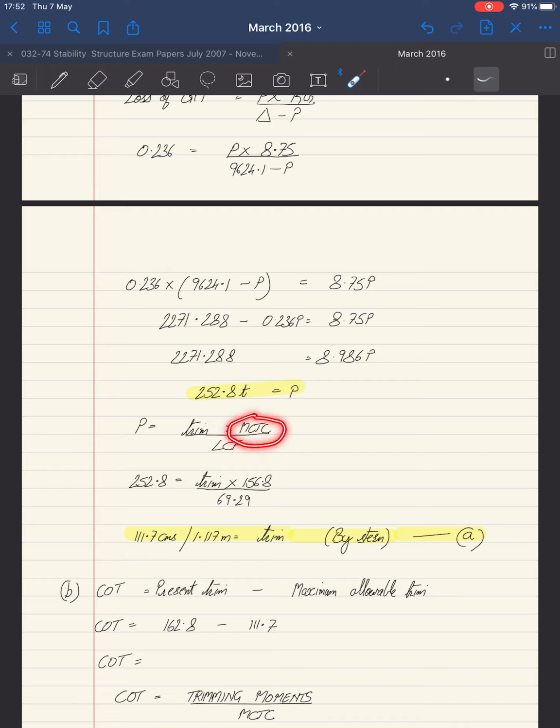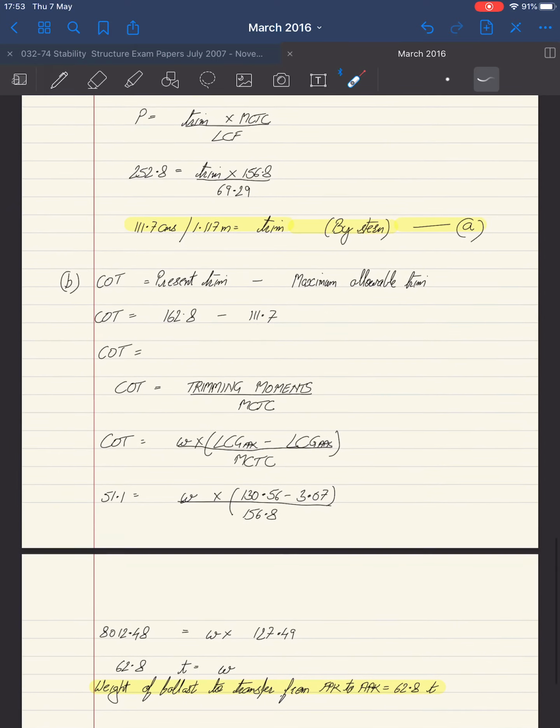Since we are using MCTC in the formula, the trim we'll be getting will be in centimeters. So the answer is 111.7 centimeters or 1.117 meters by stern. This is the answer for part A. So this is the maximum trim which, if the vessel keeps, will allow the vessel to maintain a GM of 0.15 meters at critical instant.